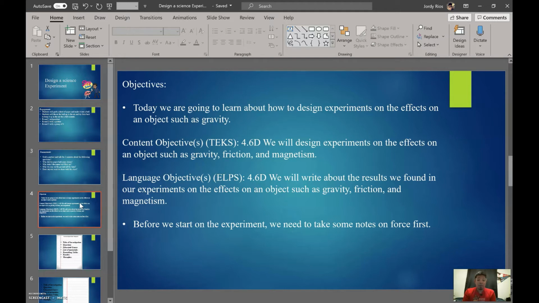Our language objective is 4.6D. We will write about the results we found in our experiment on the effects on an object such as gravity, friction, and magnetism. But for today, we're just doing gravity.